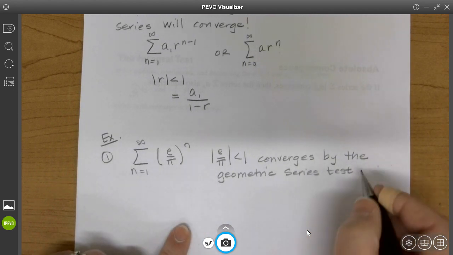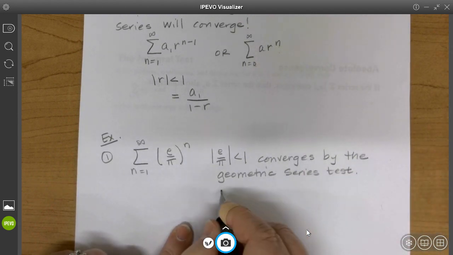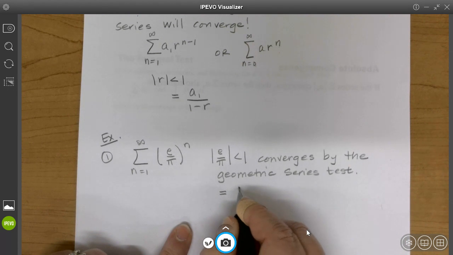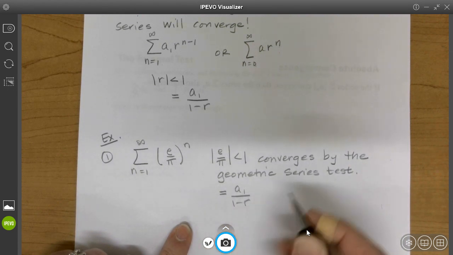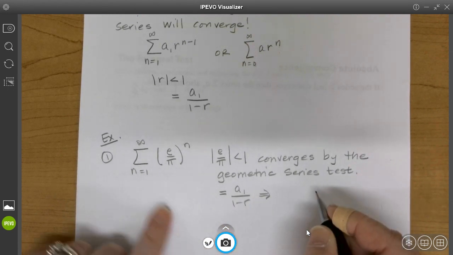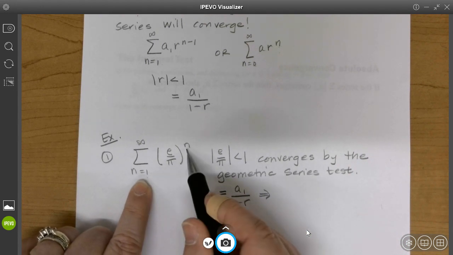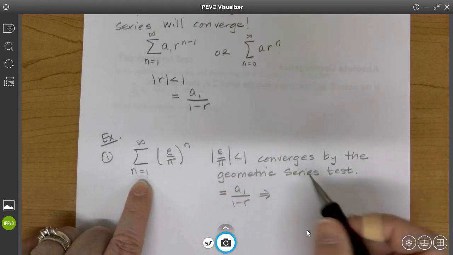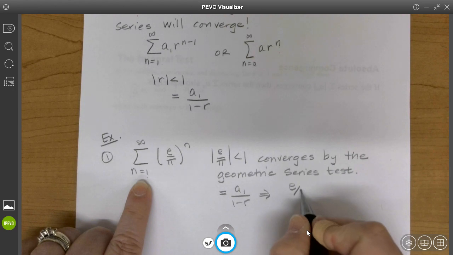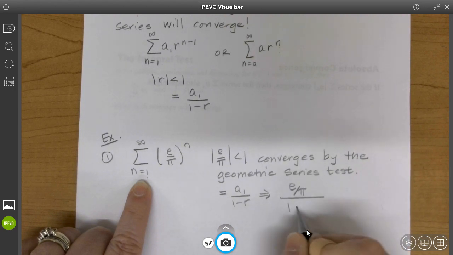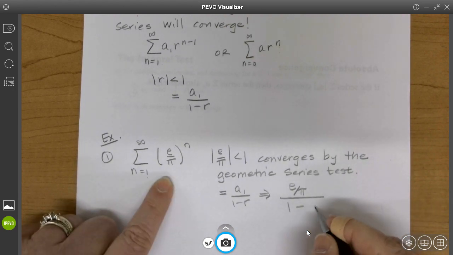And we could even find the sum. What is the sum? Well, the sum is going to be a sub 1 over 1 minus r. And let's figure out what a sub 1 is. When I plug in 1, I get e over pi. So that goes on top. And then 1 minus r, which is e over pi.